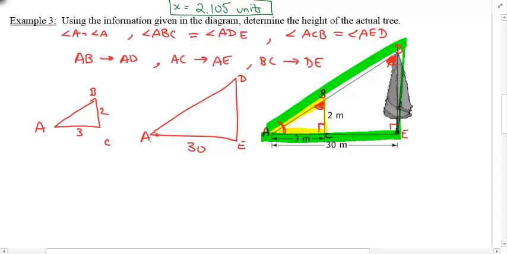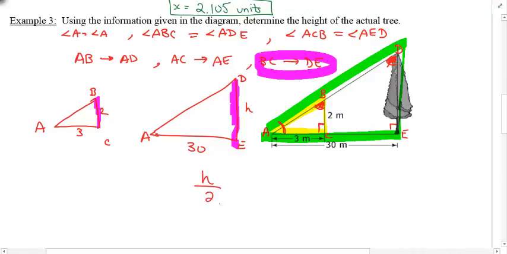But what am I trying to do here? I'm trying to find the actual height of the tree, which is this height here, which I call DE. And that matches up with BC. That's what you said here. So I can write the ratio of H over 2. What other ones can I use to help me find the scale factor or the ratio? Well, I know there is AE, and that matches up with AC. So this must equal 30 over 3.